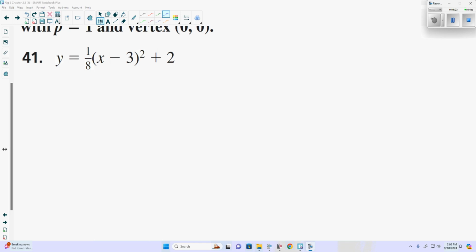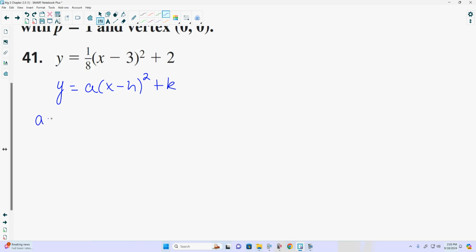Now, one of the nice things here, it gave us the equation y equals 1/8 times x minus 3 squared plus 2, which means it's matching up to our y equals a times x minus h squared plus k. Because there's only one of two equations, either y equals or x equals. Now the equation will give us the value of a, h, and k. We'll just have to find p in a minute.